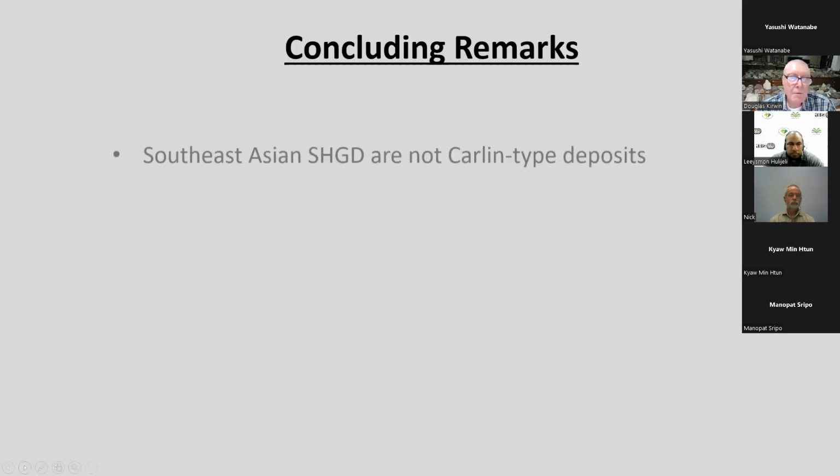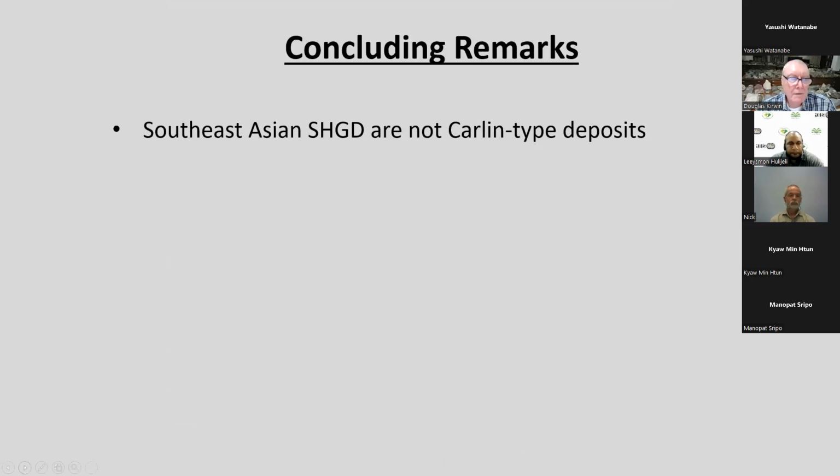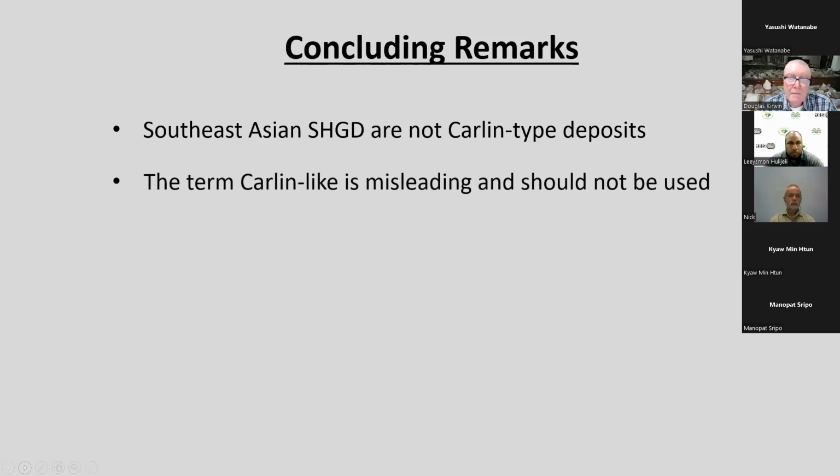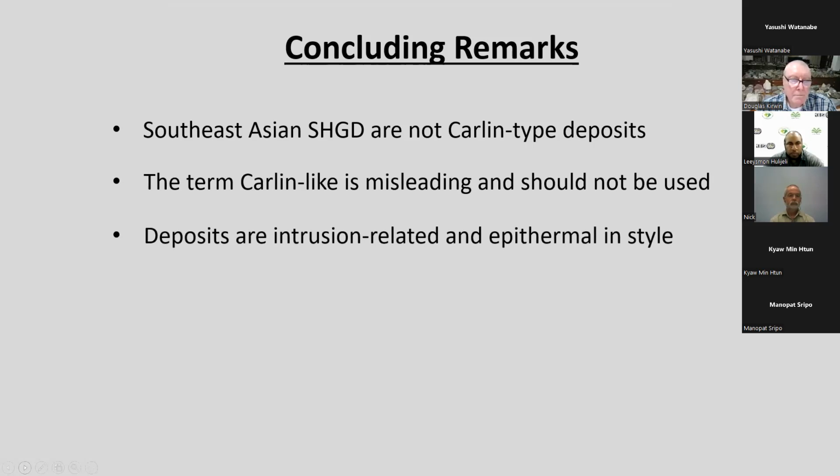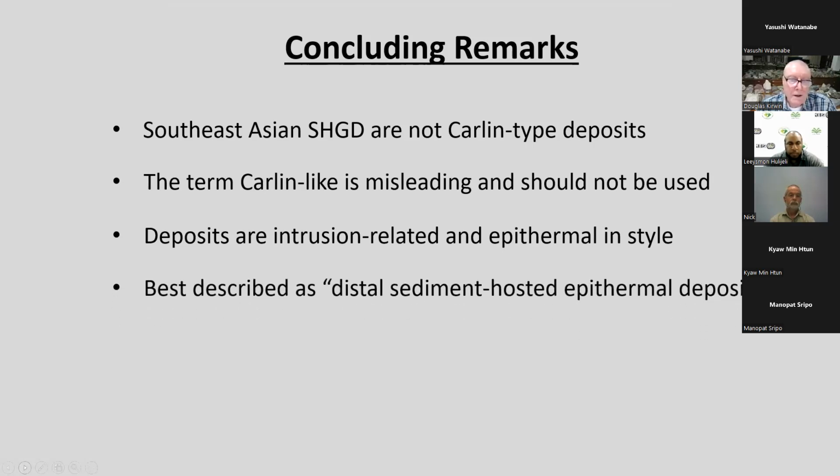So a few concluding remarks. I believe that the Southeast Asian sediment-hosted gold deposits are not, strictly speaking, Carlin deposits. There's a number of significant differences. I wouldn't be referring to them as Carlin-like, because I think that's quite a misleading term and shouldn't be used. They are, in most cases, intrusion-related and have some epithermal characteristics in style. And I think that actually they're best described as distal sediment-hosted epithermal deposits.